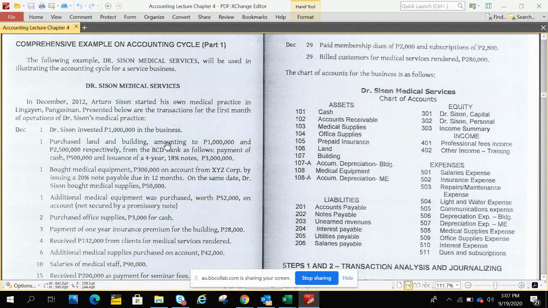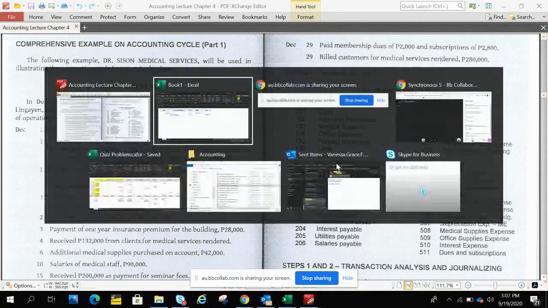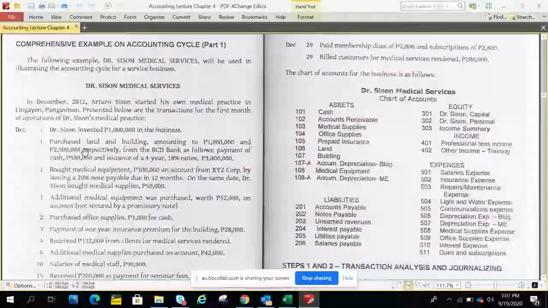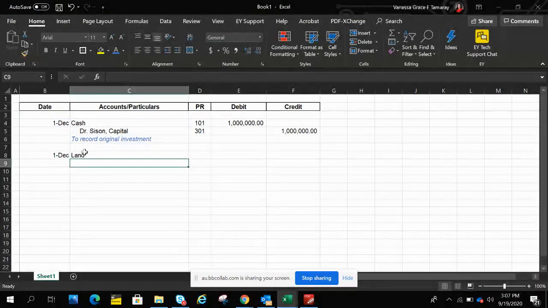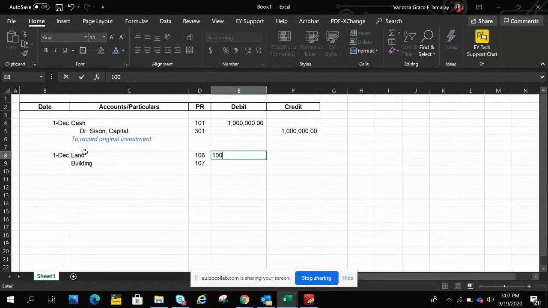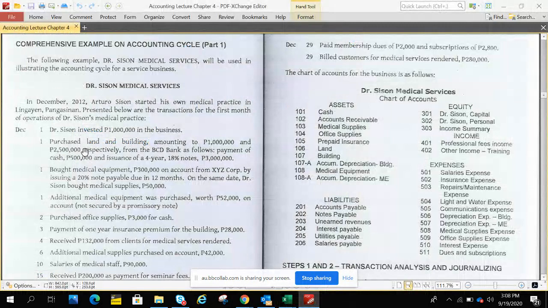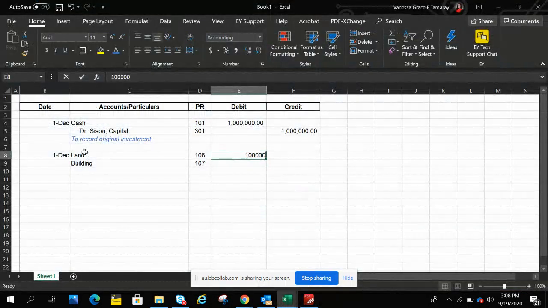So, let us now proceed. Ano bang mga natanggap natin? Pag maraming masyadong sinasabi ang isang entry, isipin mo muna, ano yung pumasok sa company? Ano yung natanggap? O, ano ba yung natanggap? Meron daw tayong land and building. Ano ba yung land natin? 106. Then we have 107 building. So, debit. Ano yung natanggap? Kailan ito? December 1 din. Debit land and debit building. Land is 106. This is 107. How much is the land? 1 million. Bakit mas mahal ang land, ang building kaysa sa land? Baka mas malaki yung building. 2.5.